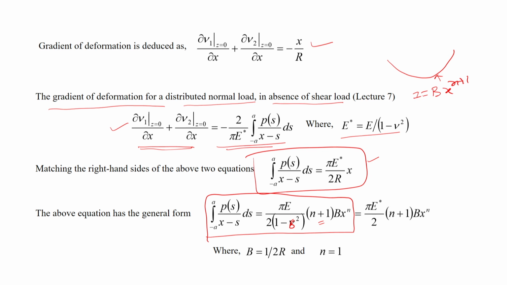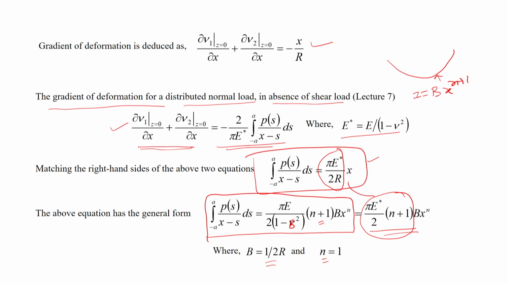And now, when we find out the slope of that, we get something like this. So, here to match it with the problem that we have, you see that this is pi a star by 2 into n plus 1. So, n is actually 1 here, right. So, we have n is equal to 1. So, this quantity is 2 by 2, so b will be equal to 1 by 2 r, okay. So, if I match this quantity with this quantity over here, we have b is equal to 1 by 2 r and n is equal to 1.